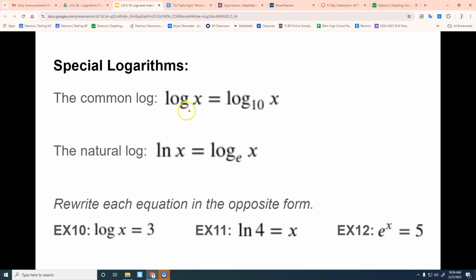But if you see it without a base, assume it is a 10. Okay, that's called the common log. And then you also have natural log. And natural log is a log with a base of e. Okay, so if you see natural log of x, it is a log with a base of e.